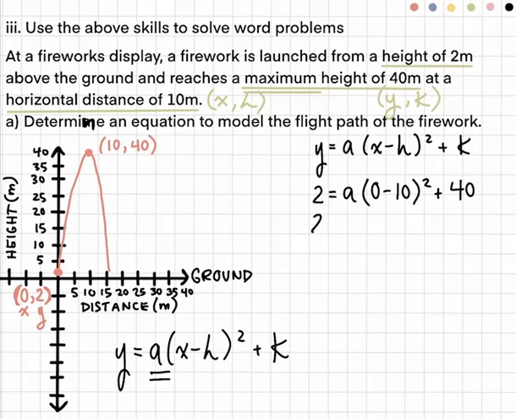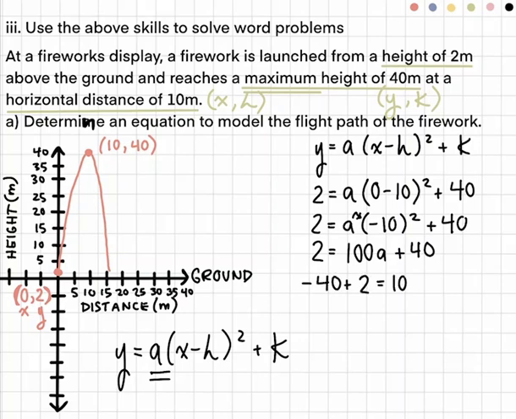Okay, so 2 equals a. The 0 goes away. Now we can get rid of the brackets. Negative 10 squared is equal to 100. So we're going to write this as 100a, right? And then we've got plus 40. And then I'm going to bring my 40 to the other side. So I'm going to do negative 40 plus 2 equals 100a, which is negative 38 equals 100a.